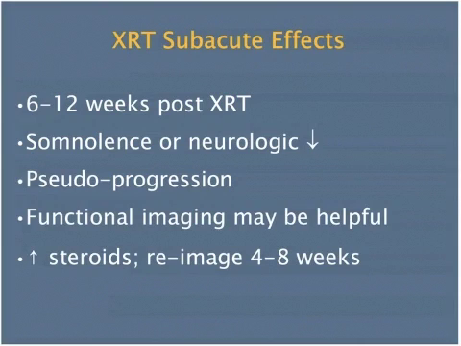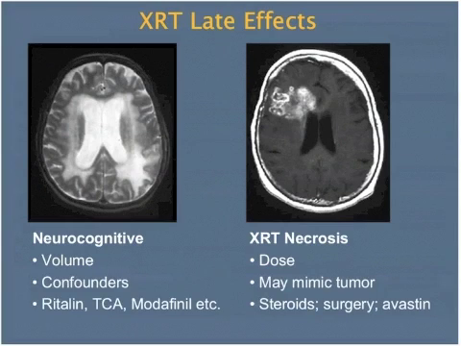It may be possible to use functional forms of imaging such as PET or MR spectroscopy, but often the most practical thing to do is perhaps institute some steroids or increase their steroids and re-image them in a month or so. If it is a radiation effect, that should resolve over that time, and if it's a tumor, that will become evident as well.